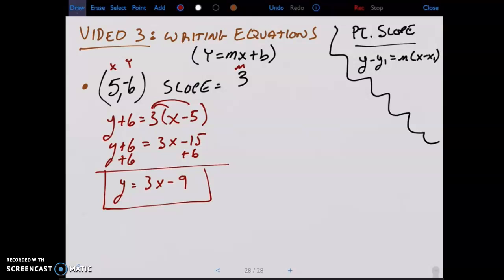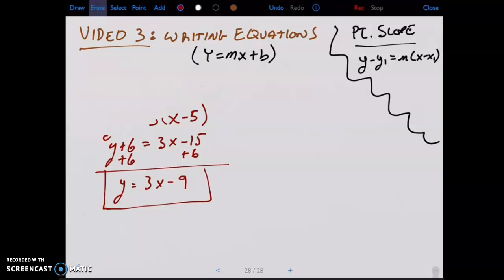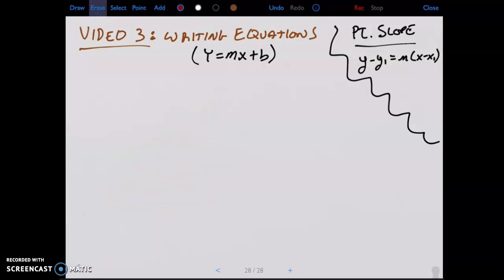Let's do a couple more problems kind of similar to this. So that's if you're given a point and a slope. Let's say I give you another point. Let's say I have an x-intercept of 7 and a slope of -2.